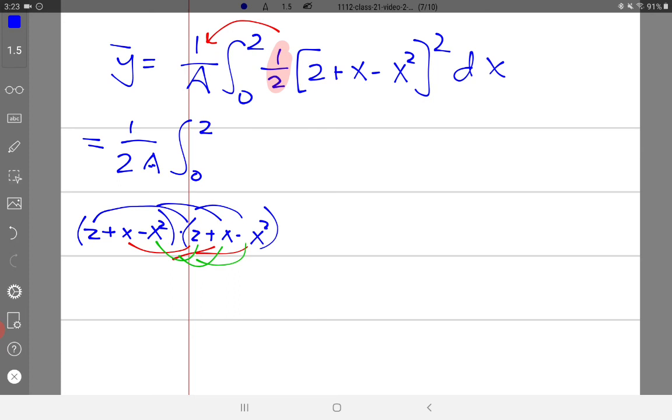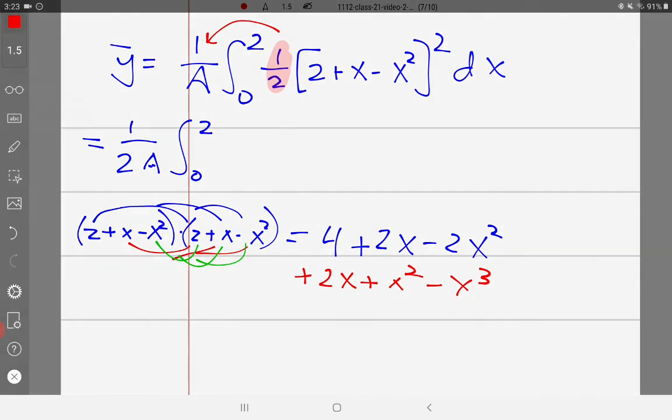And I'm really just going to apply the distributive property a bunch of times. So that initial 2 on the left factor, I have to multiply through to all 3 of the things on the right. So I have 2 times 2 plus 2 times x minus 2 times x squared. And then I have to take that x term and distribute it to each of the 3 things in the factor on the right. So I'm going to have x times 2 plus x times x plus x times negative x squared.